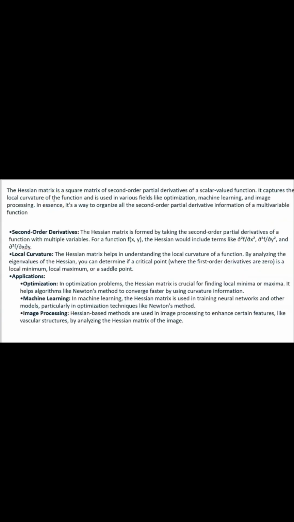What is Hessian matrix? It is a square matrix of second order partial derivatives of a scalar valued function. It captures local curvature of the function and is used in various fields like optimization, machine learning, and image processing. These are some of the examples. Now in this case, we will be using second order derivatives. What derivatives? The partial derivatives. Second partial derivatives: del 2 f upon del x square, del 2 f upon del y square, and the second differentiation with respect to x and then y.